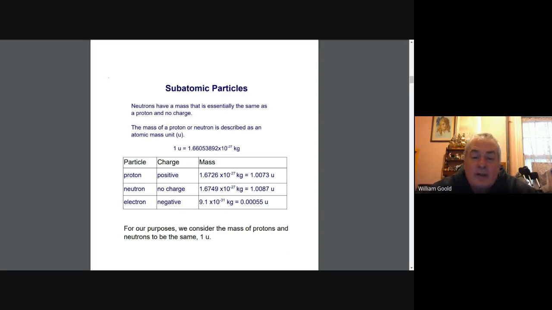What you do need to know is that protons and neutrons essentially weigh the same thing. And electrons are 2,000 times less massive, and therefore when we're figuring the mass of an atom, we don't care about the electrons. They're just noise in the system. For our purposes, we consider the mass of a proton and a neutron to be 1 atomic mass unit. Electrons are 0.